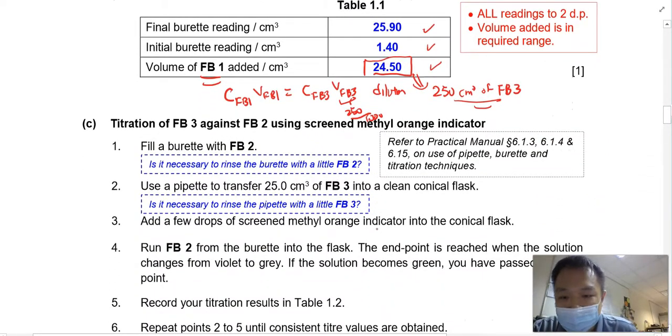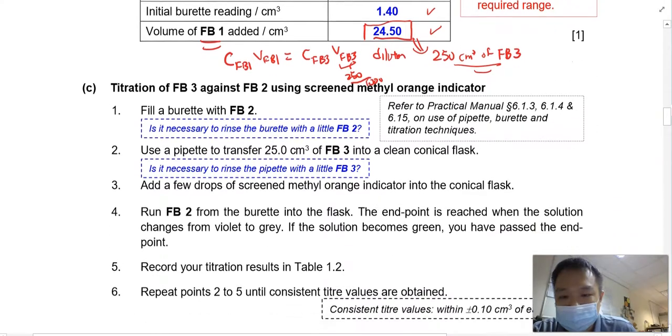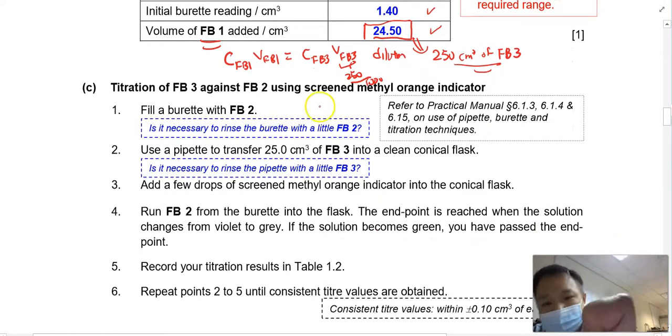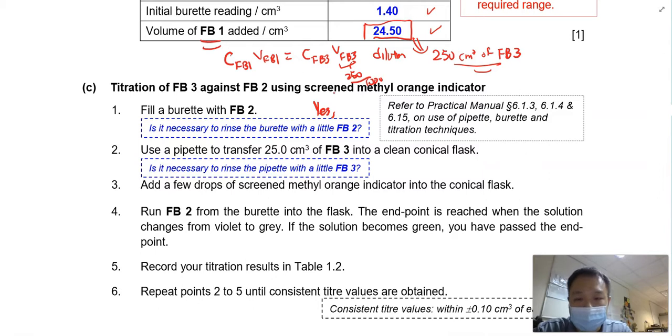So your burette is filled with FB2. Is it necessary to rinse the burette with a little FB2? Yes. Why? Because to prevent pre-dilution of FB2. The residual water from the washing will dilute your FB2 if you pour into your burette directly without rinsing the burette with FB2.